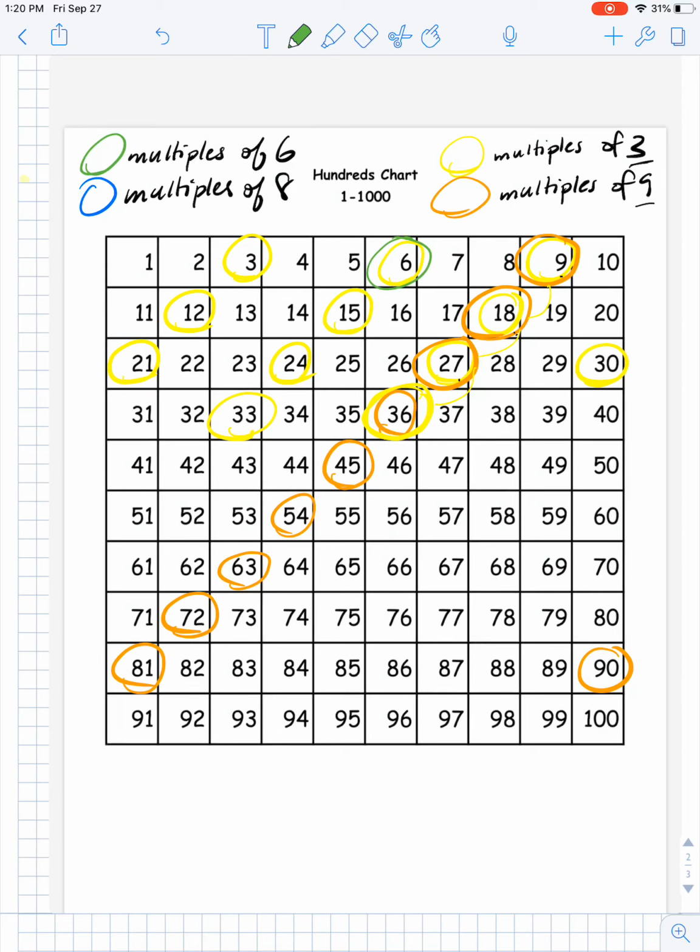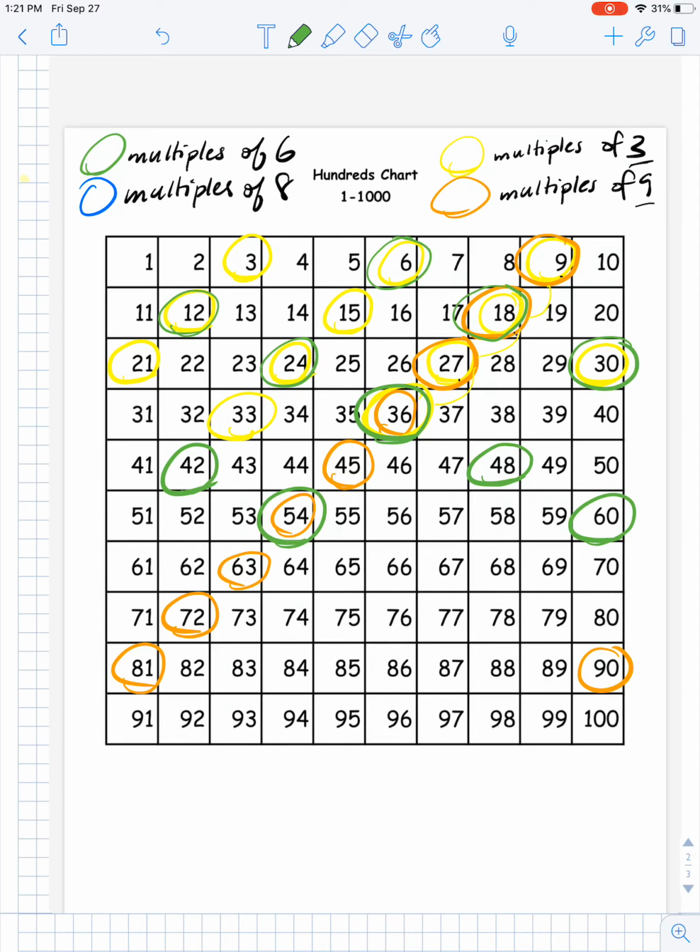So I'm going to go 6 times 2 is 12. And again, I'm only doing the first 10. Times 3 is 18. And then times 4 is 24. Times 5 is 30. Times 6 is 36. Times 7 is 42. Times 8, 48. Times 9, 54. And then times 10, which is 60. So now all in green represent the multiples of 6.